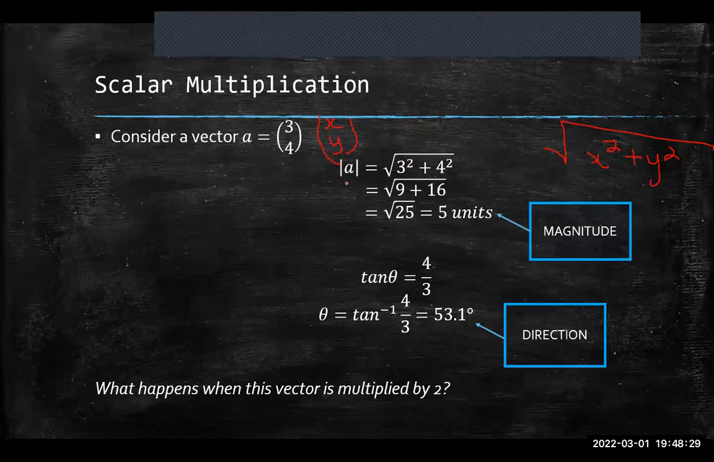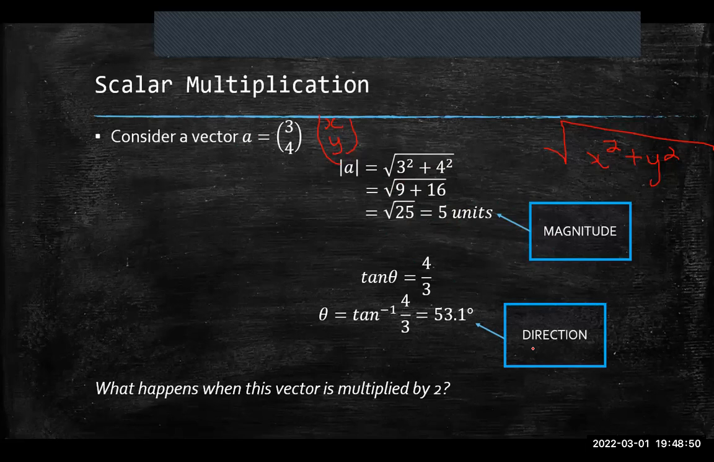So the magnitude of this vector A is the square root of 3 squared plus 4 squared. Simplifying, 3 squared is 9, 4 squared is 16. 9 plus 16 is 25. The square root of 25 is 5 units. That's my magnitude, aka the length, or the modulus, or the size of this vector A.